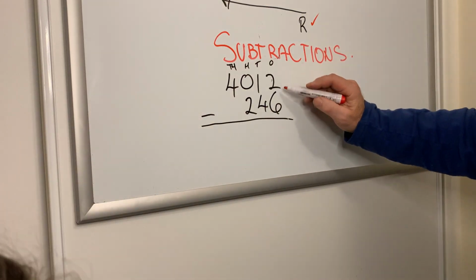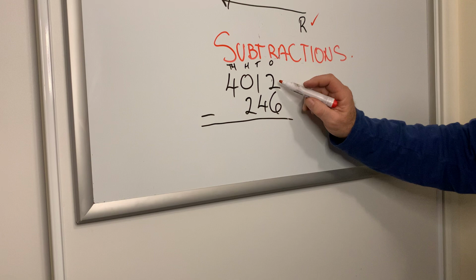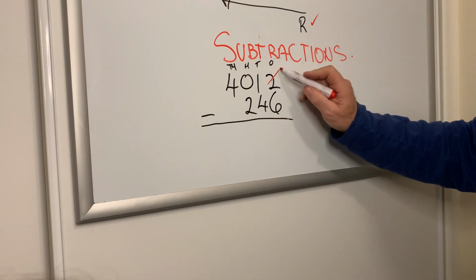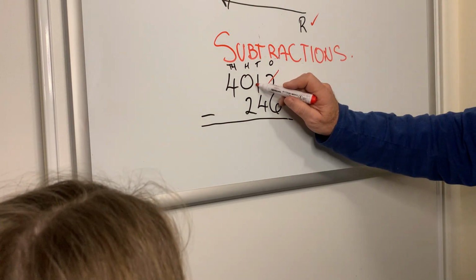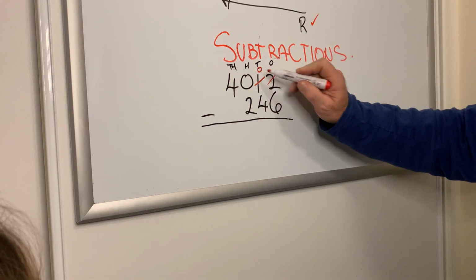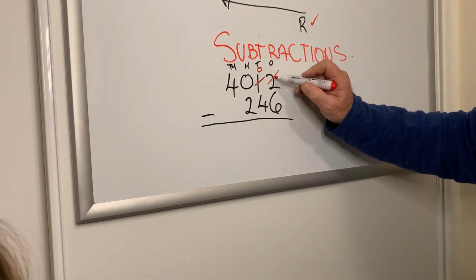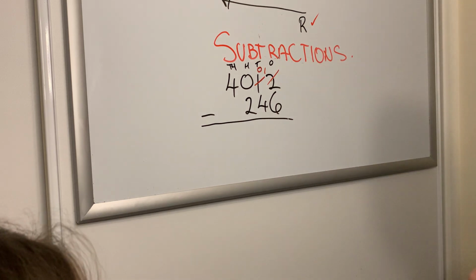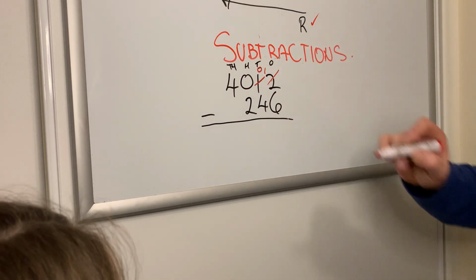Let's do it together. So 2 take away 6. You can't do that. So let's cross that out. Borrow from the neighbour. So we borrow from this neighbour. He'll become a 0. So now this one here becomes a 12. So 12 take away 6.